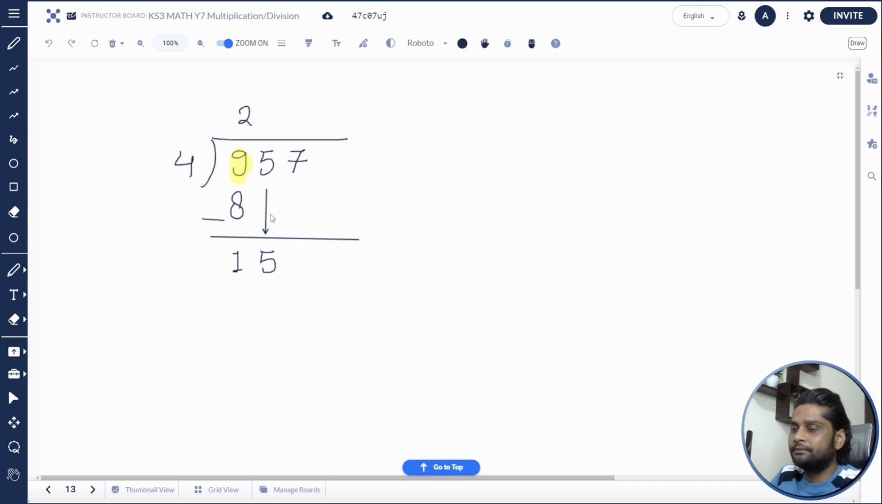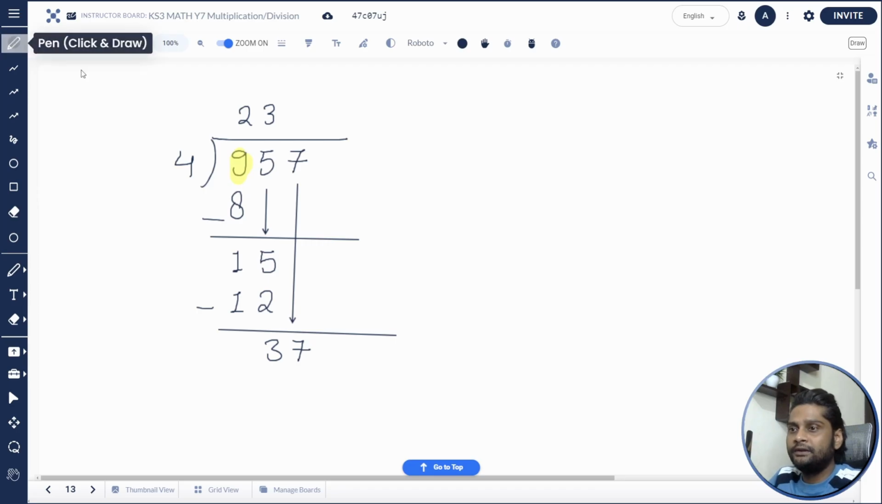Now we read the times table of 4 so that it doesn't exceed 15. So 4 times 1 is 4, 4 times 2 is 8, 4 times 3 is 12, 4 times 4 is 16. 16 will exceed 15, so we don't take 4 times 4. We only keep it till 3. So 4 times 3 is 12. And then we perform subtraction. As we perform subtraction here, we get 3, and we are supposed to note down the next number here. And as we note down the 7 here, it became 37.